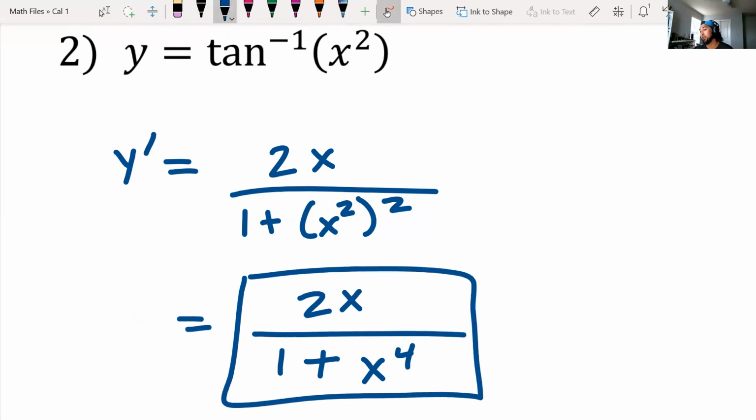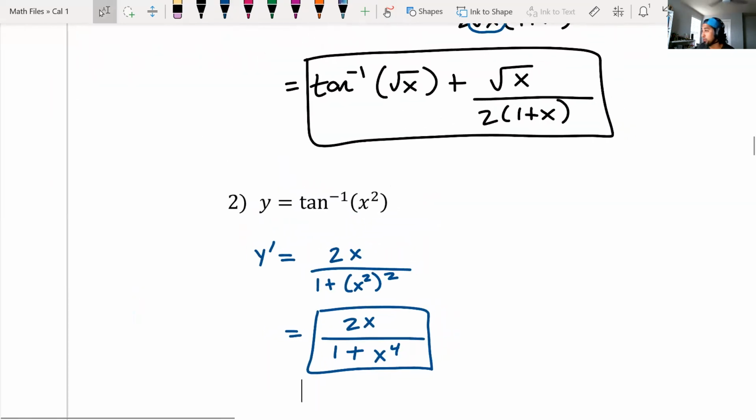Can't do anything else there. That one's actually nice. Okay, there's the first page. Everybody good? We'll keep trucking through these. All right, then.